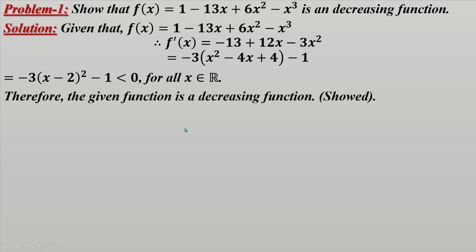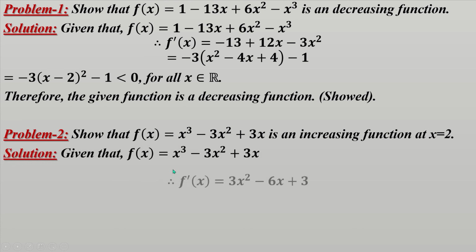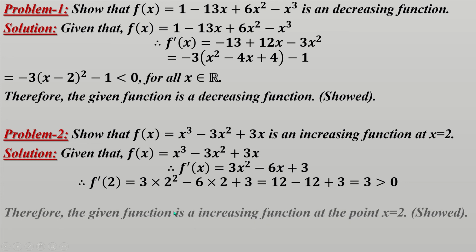Clear? Now show that f of x is equal to x cubed minus 3x squared plus 3x is an increasing function at x equal to 2. This is the given condition. We have to find the first derivative. Here it will be 3x squared, here it will be minus 6x, and here it will be plus 3. Now putting x equal to 2, we get 3, which is greater than 0. As the first derivative at x equal to 2 is greater than 0, the function is increasing. Clear?